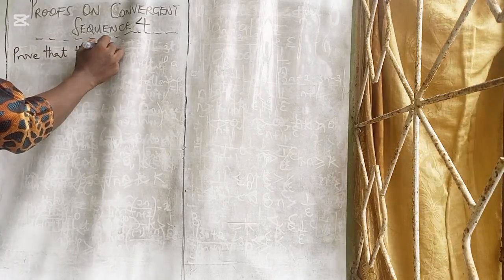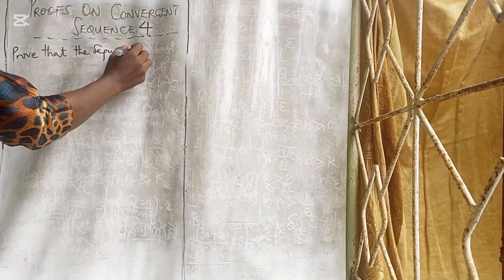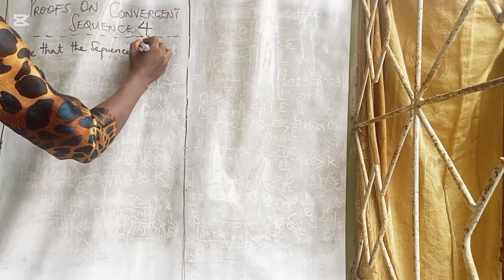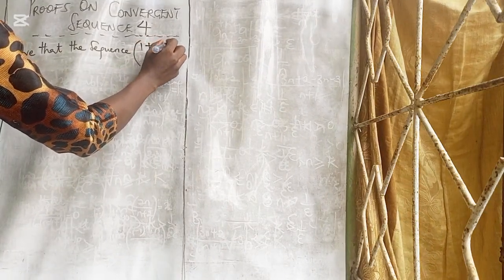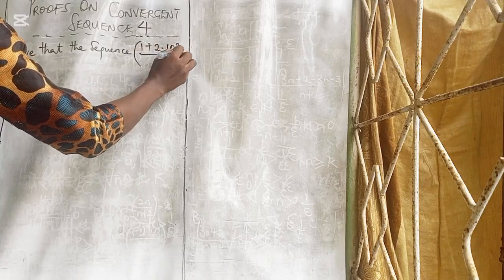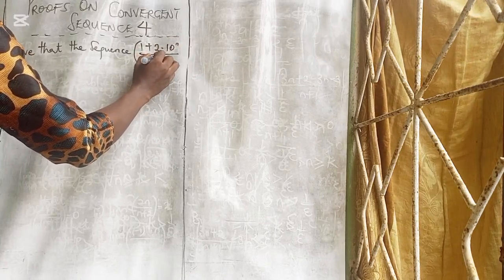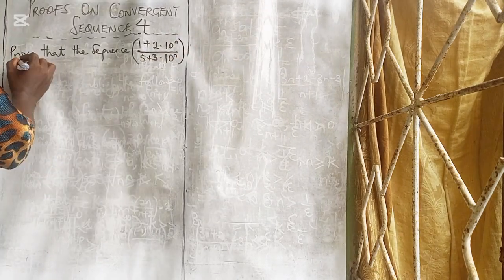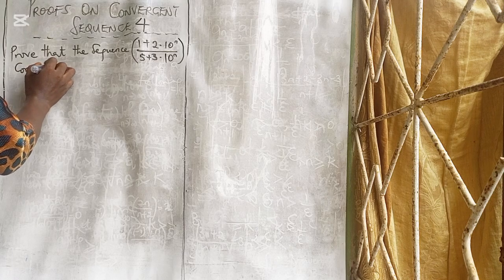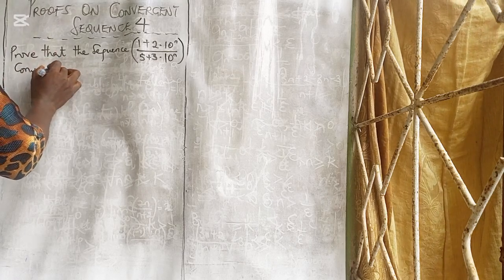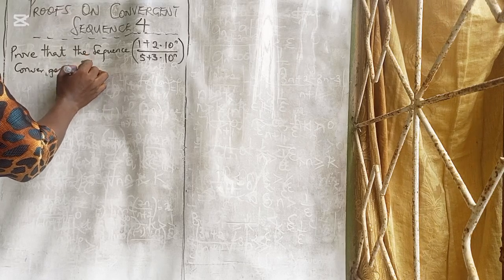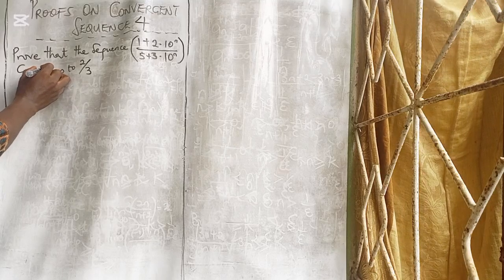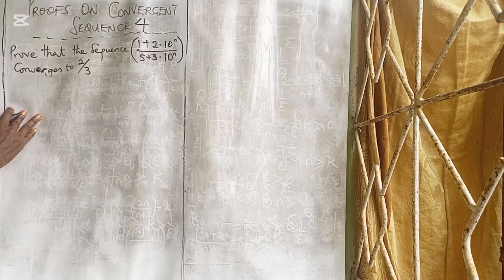Prove that the sequence (1 + 2 × 10^n) / (5 + 3 × 10^n) converges to 2/3. We want to prove that it converges to 2/3.